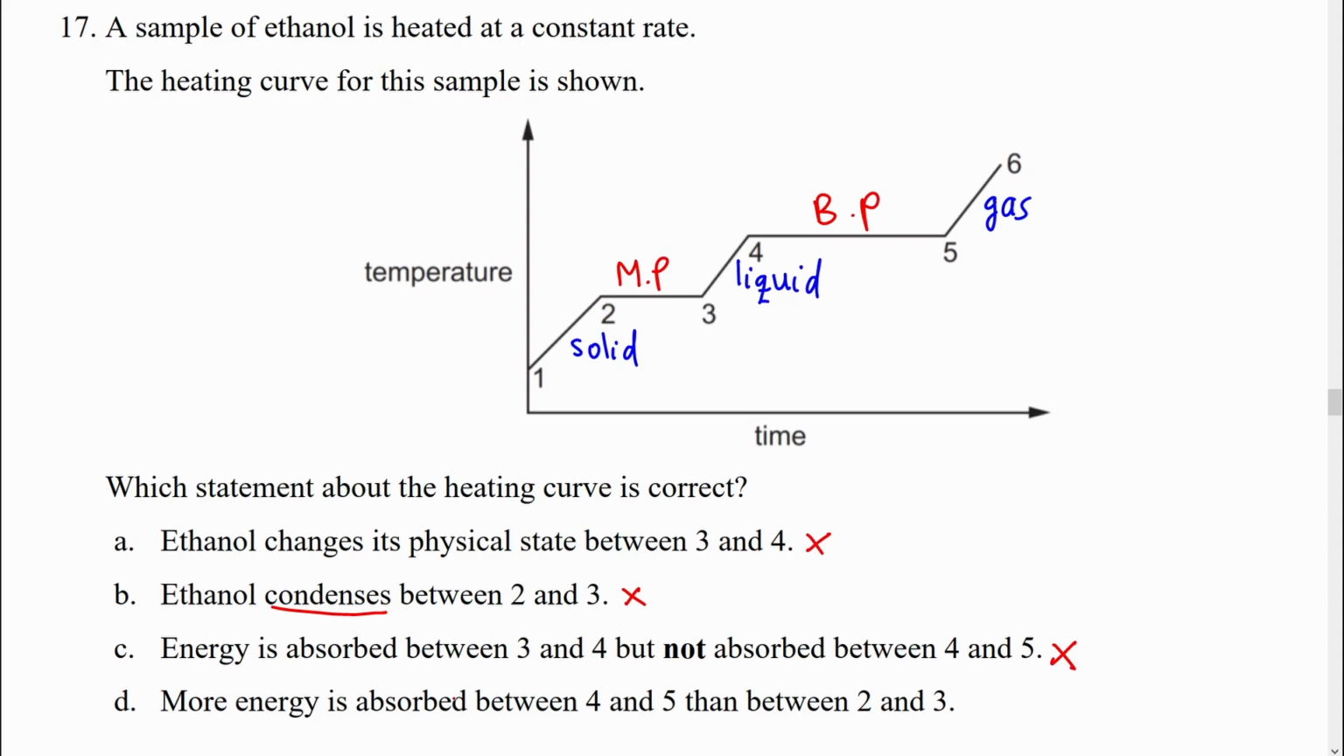Now, more energy is absorbed between 4 and 5, so at the boiling point, than between 2 and 3, at the melting point. Is that correct? Yes, at the boiling point, the temperature is higher than the melting point, right? So the energy at the boiling point is more than at the melting point, which is at 2 and 3, right? So the correct answer is D.